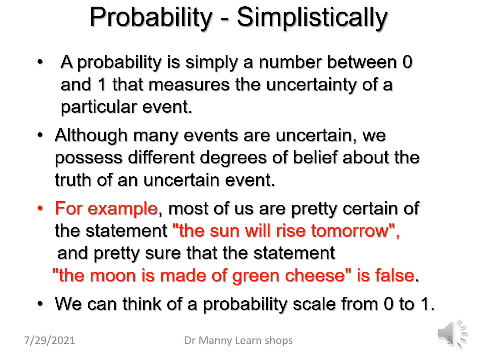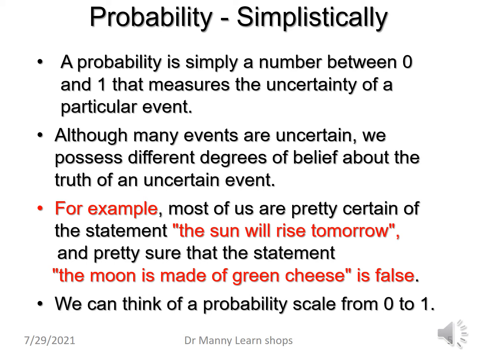So probability in statistics is simply a number between 0 and 1 that measures uncertainty of a particular event. Although many events are uncertain, we possess different degrees of belief about the truth of a certain event. For example, most of us are pretty certain of the statement, the sun will rise tomorrow, and pretty sure of the statement that the moon is made of green cheese being a false statement.